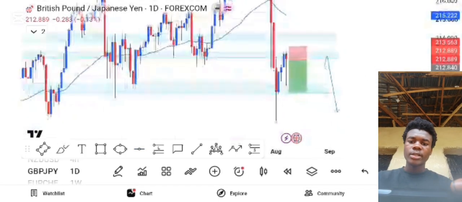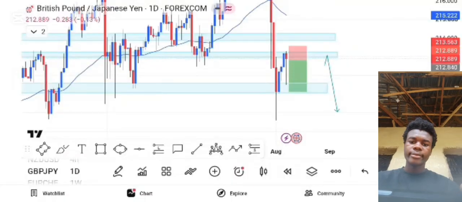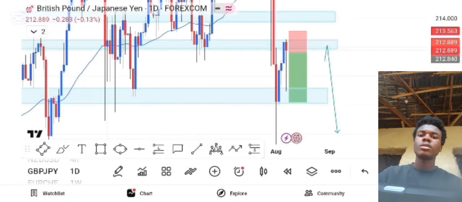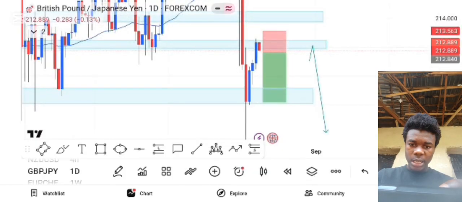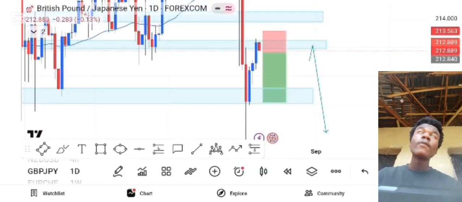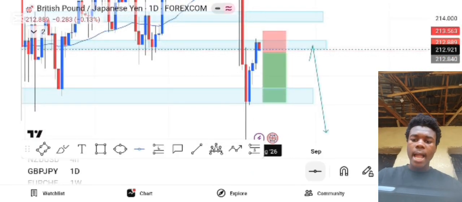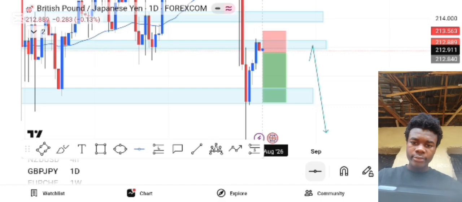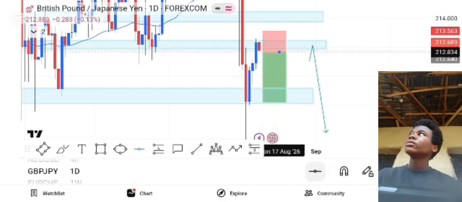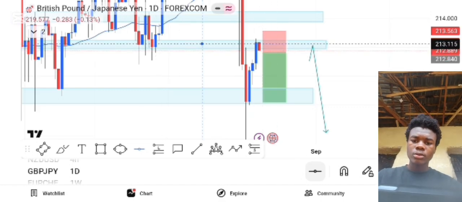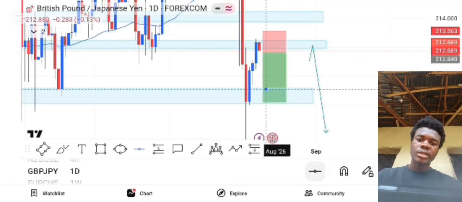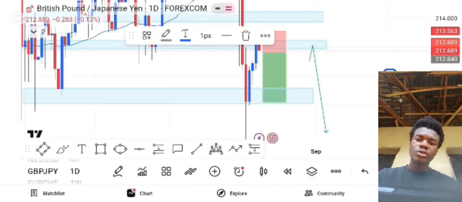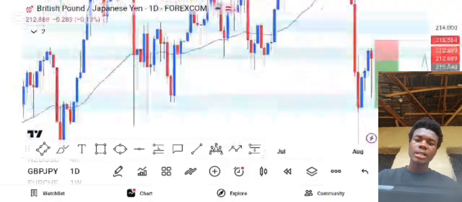So what I'm waiting for in GBP/JPY is that I will need a daily candlestick to open, then pull back to this level, because this area is a very strong area of interest. Then give me my rejection. Maybe I will take the trade to the downside.